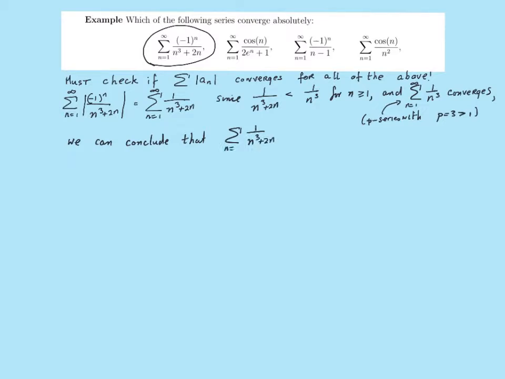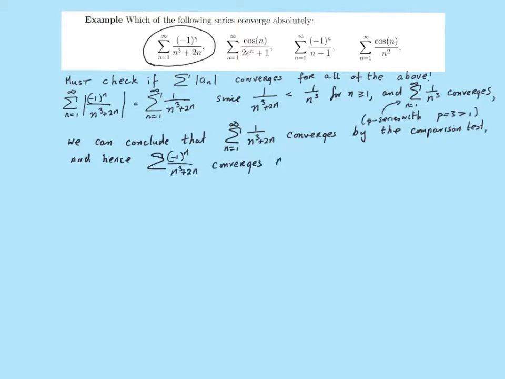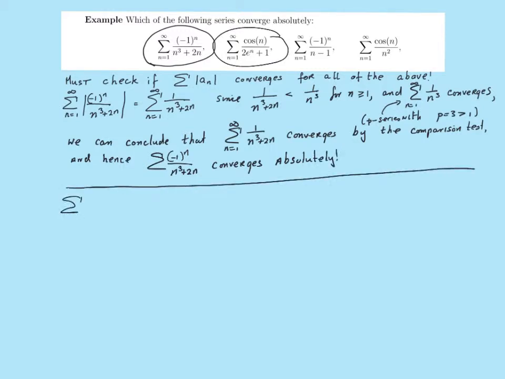From our comparison above with the series, the sum of 1 over n cubed, which we know converges, we can conclude that the original series, the sum of minus 1 to the n over n cubed plus 2n, is absolutely convergent. Now let's see if we can figure out if the second series on our list is absolutely convergent.